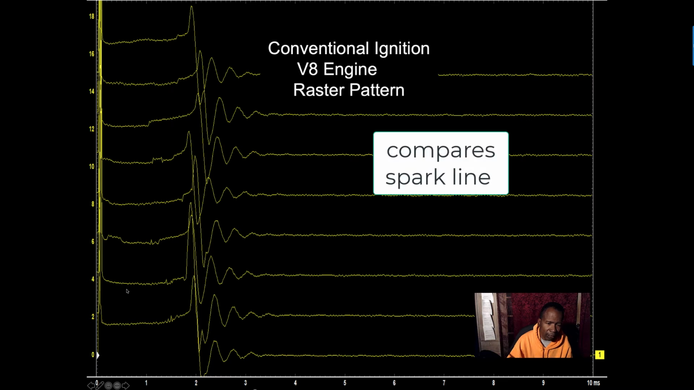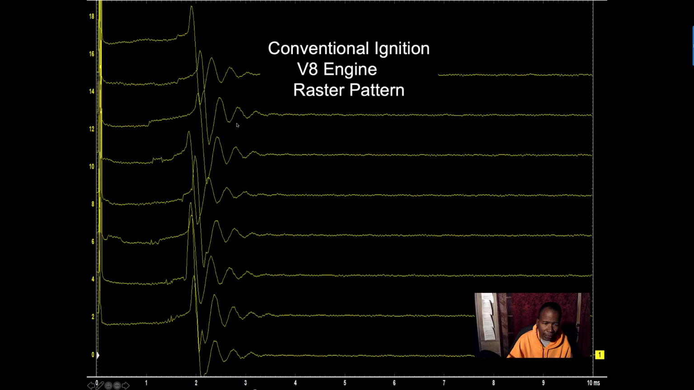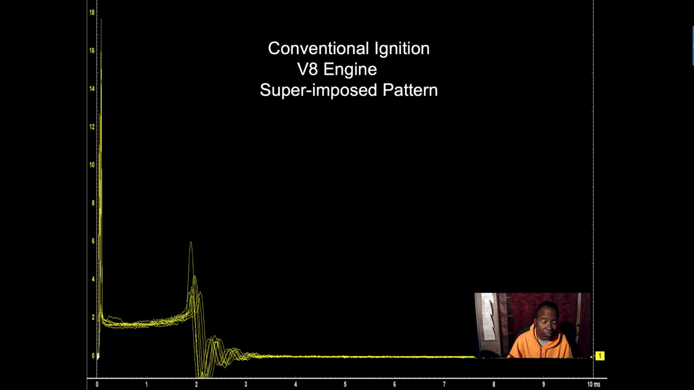See, this is your spark line. You're looking for anything abnormal. You can also see the coil oscillations. And in some cases, you'll see the dwell section too, which I don't see here. But it's really good to see the spark line. Sorry, this is called not stack, but your superimposed pattern. When they're all on top of each other, you can see anything bouncing out that's varying. This is what this is used for.